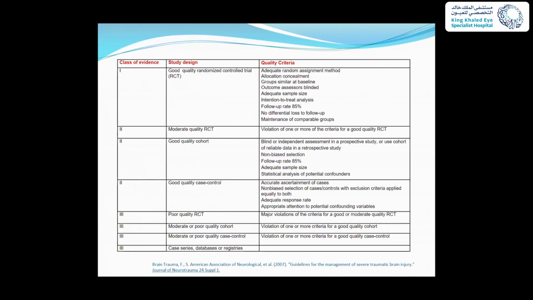So the study design also is related to the level of evidence. The best one, a good quality randomized controlled trial, is class of evidence 1. If the trial is not very well conducted, it could fall to level 2 of evidence. Good quality observational analytical studies like cohort and case control fall under class 2 evidence. And case series, databases or registries correspond to level 3 of evidence.